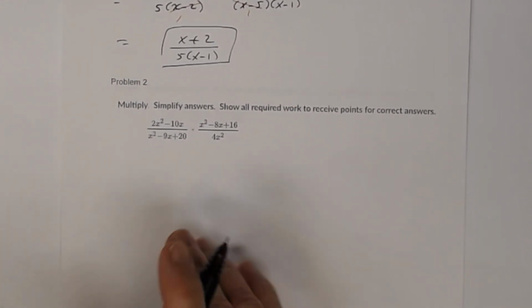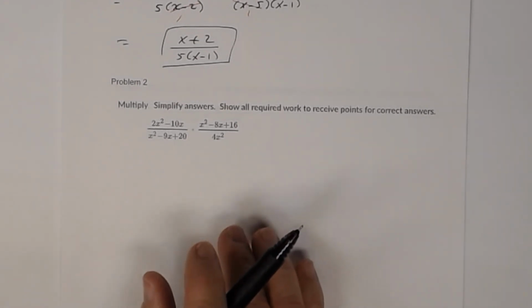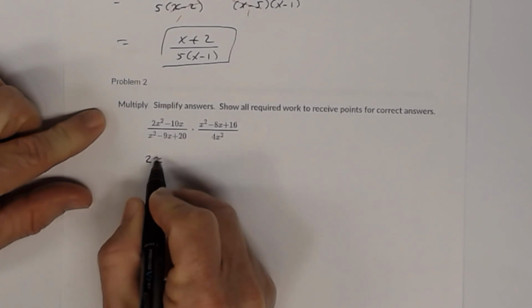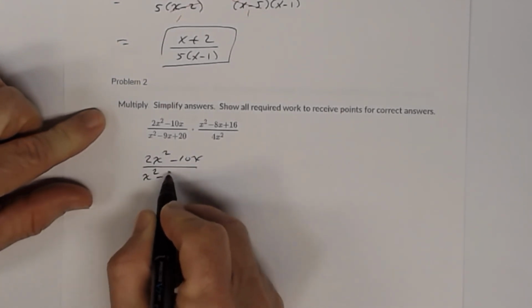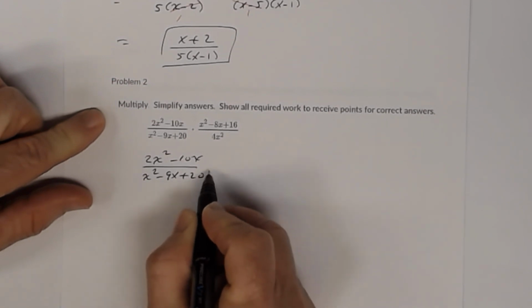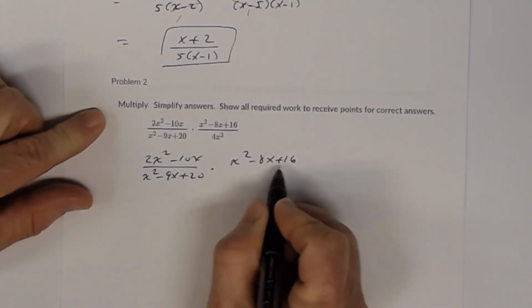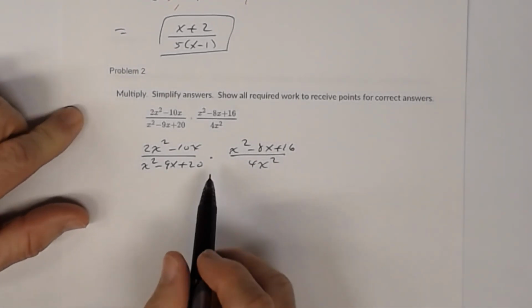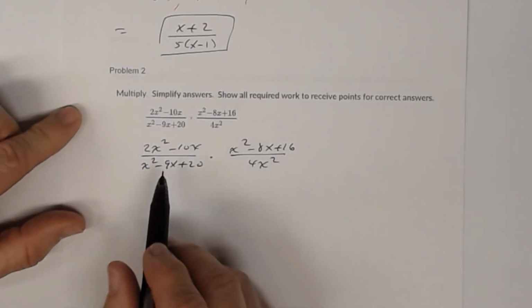Number 2, same thing. You're multiplying these two rational expressions, so let me go ahead and rewrite this over. You have 2x squared minus 10x divided by x squared minus 9x plus 20, times x squared minus 8x plus 16 divided by 4x squared. All right, now the first thing you have to do is factor the numerators and factor the denominators.